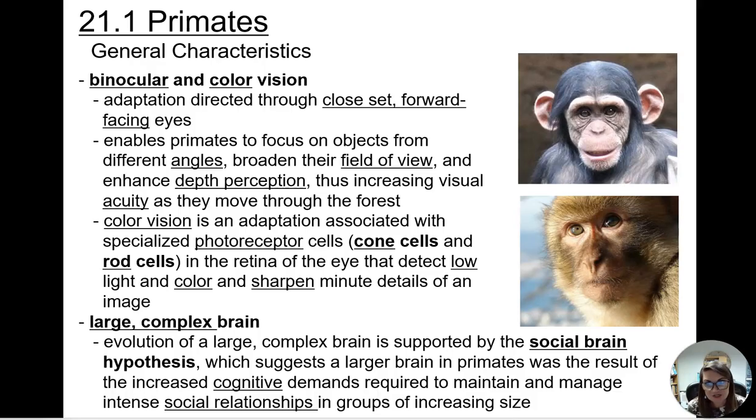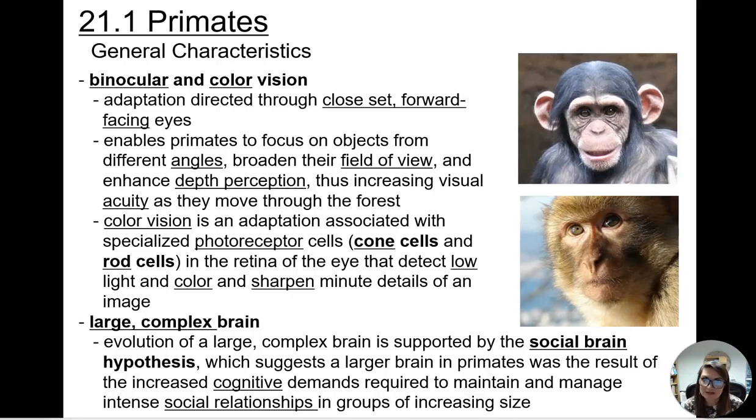Also, the eye is going to change. So we end up with binocular and color vision. The adaptation is going to be directed through a close set of forward-facing eyes. This is going to enable primates to focus on objects from different angles. It's also going to broaden their field of view and enhance depth perception. Thus, this does increase their visual acuity as they move through the forest.